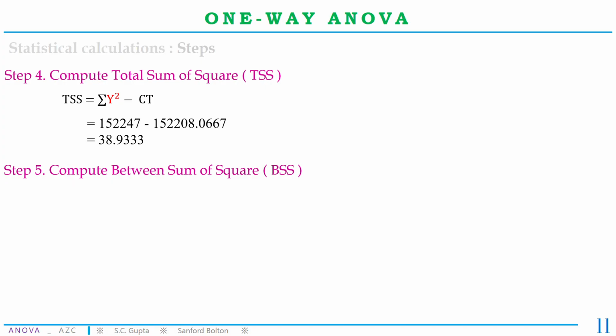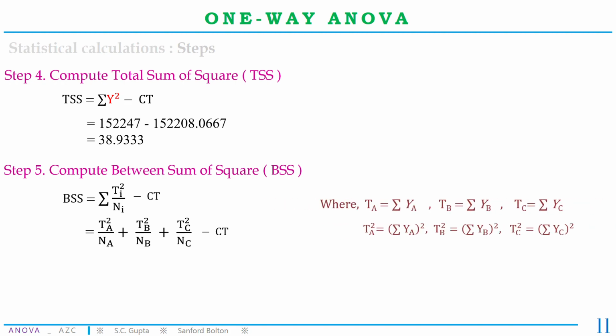Step 5. Compute between sum of square, BSS. BSS has the following equation. This equation contains T, I. So for this exercise, this equation is with TA square, TB square, and TC square. The values of these: TA square is equal to sigma yA, whole square. TB square is equal to sigma yB, whole square. TC square is equal to sigma yC, whole square. Now calculate between sum of square.